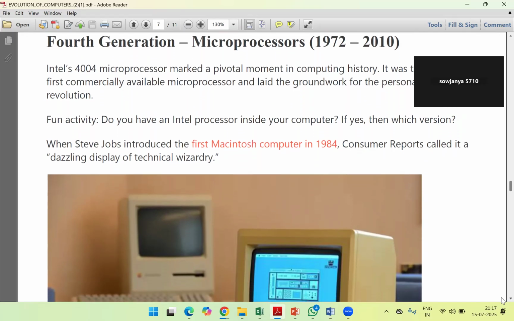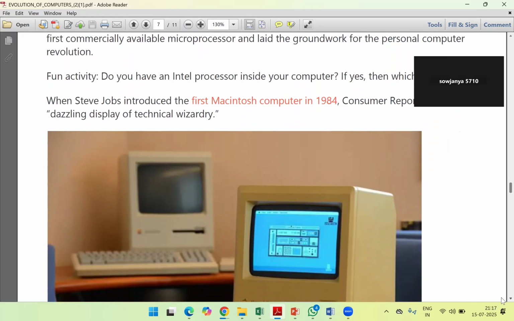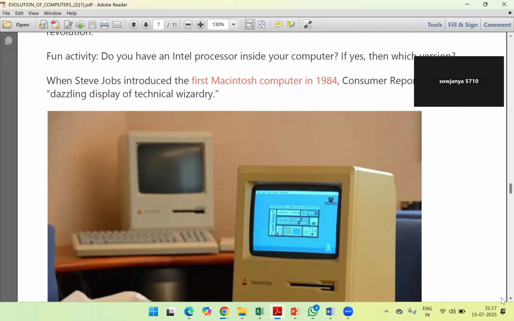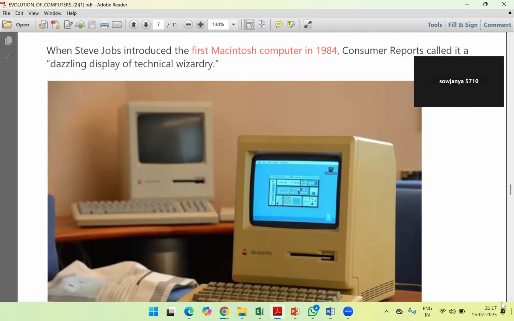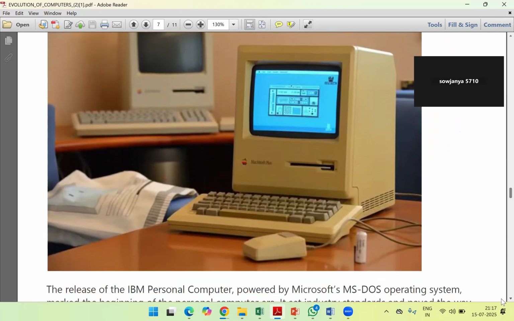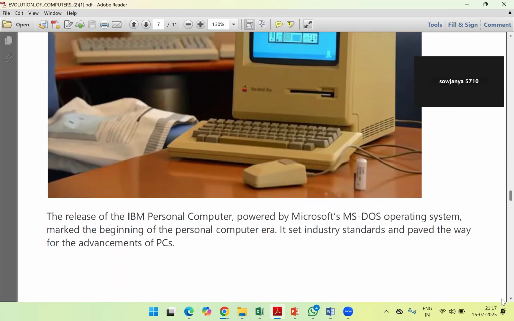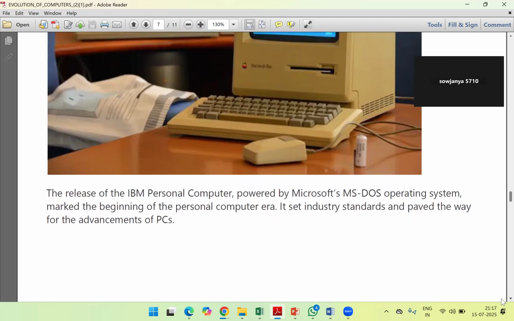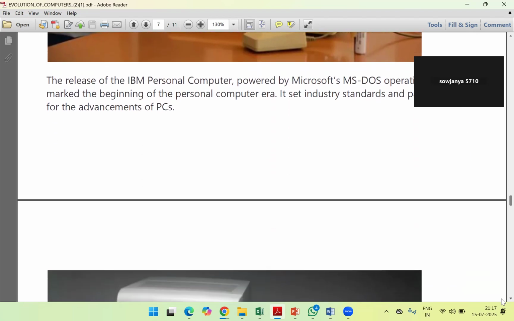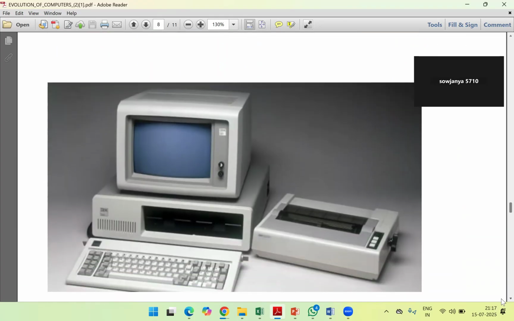Consumer Reports called it a dazzling display of technical wizardry. So this is the computer, right? It is using the 4004. The Intel 4004 is in an IBM personal computer powered by Microsoft's MS-DOS operating system. Okay, so it's the advancement of basics.